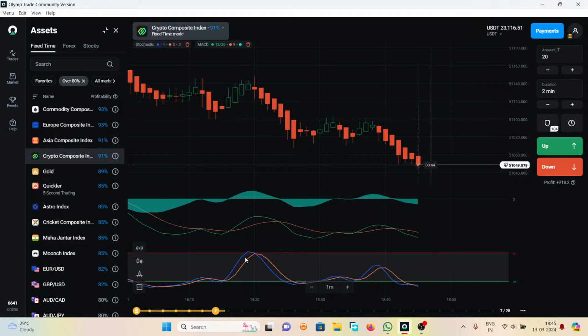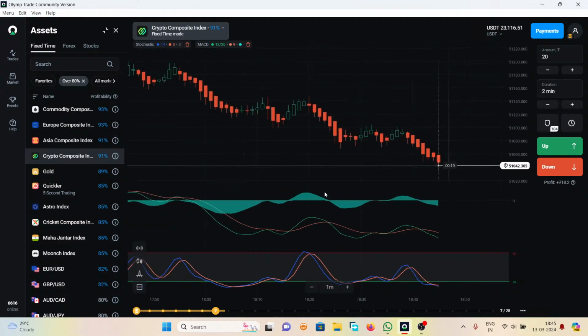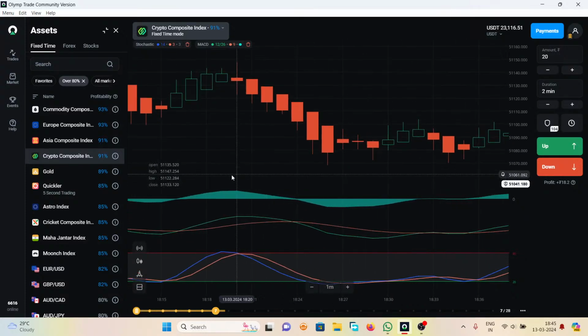Here we have two more lines, one red, one blue. At the intersection of the two lines, when the line touches the level of 80 or the level of 20, we can check whether the chart is overbought. What is the meaning? If both lines are going up and reaching the level 80, that means we can assume the chart is overbought. The asset is already overbought.